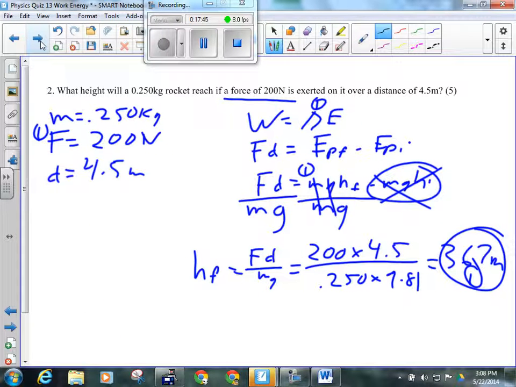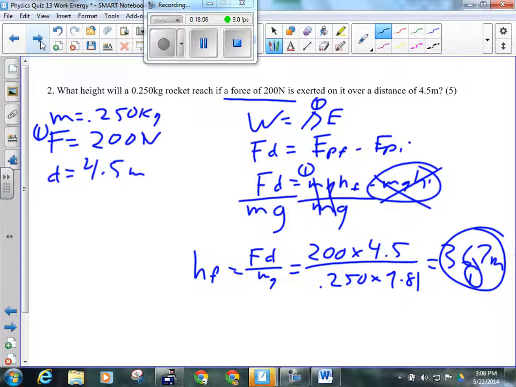Okay. For number 2, we're trying to find the height of a rocket, if a force of 200 newtons is exerted on it over a distance of 4.5 meters. This would be like one of those bottle rocket kind of things like you would have made maybe in junior high. You put the vinegar and baking soda in the 2-liter pop bottle, put a little cone on the top, and then it blows the top off and flies up in the air a little ways.